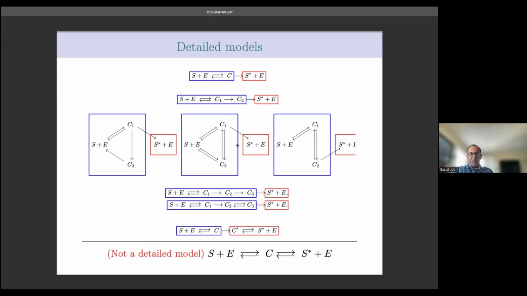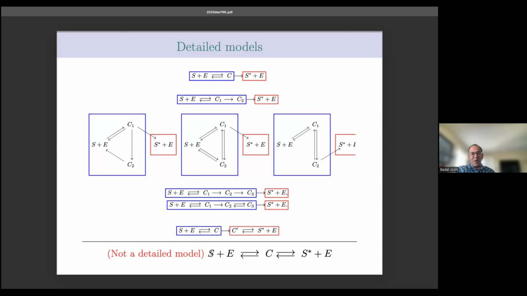One example of a model which is not a detailed model for the transformation reaction S to S star is this, what I'm showing at the bottom of the slide, the so-called reversible Michaelis-Menten. And the reason is that this does not decompose into a reactant block and a product block, right? What I need is one arrow going from the reactant block to the product block. And this, at the bottom, this reversible Michaelis-Menten does not have that property.